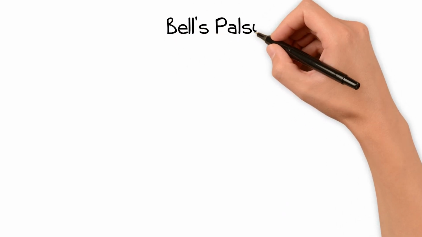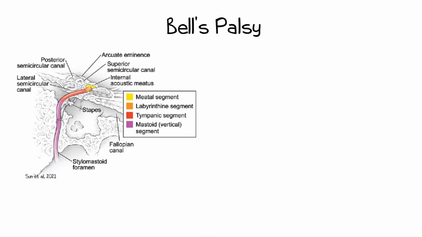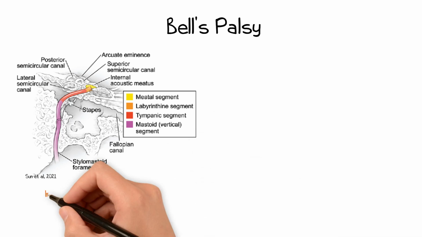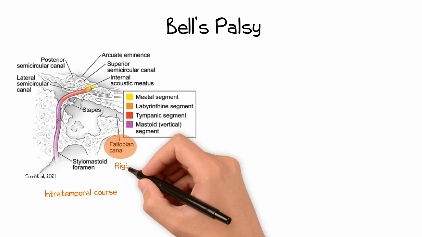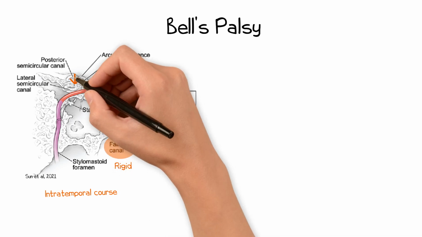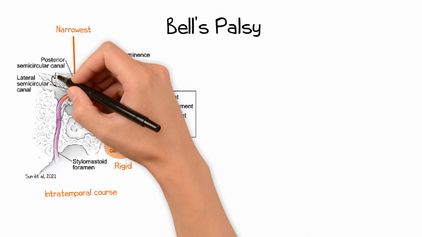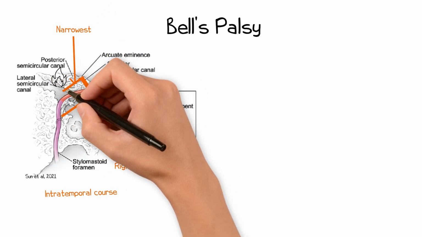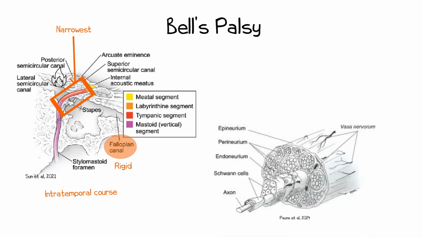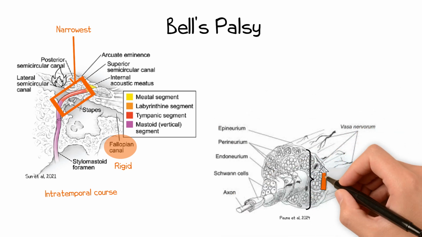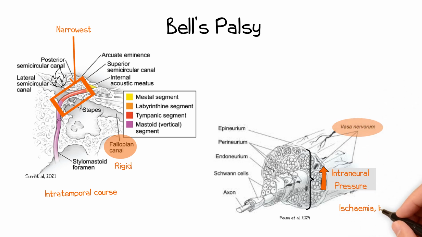Bell's palsy is the commonest cause of facial nerve palsy. It likely results from the unique anatomy of the facial nerve in its intratemporal course, where it is confined within the rigid bony fallopian canal. The labyrinthine segment is the narrowest part of this canal. Inflammation and swelling of the nerve in this confined space cannot expand outward, so the nerve is compressed against the rigid walls. This raises intraneural pressure, compromises the vasa nervorum, and results in ischemia and paresis.